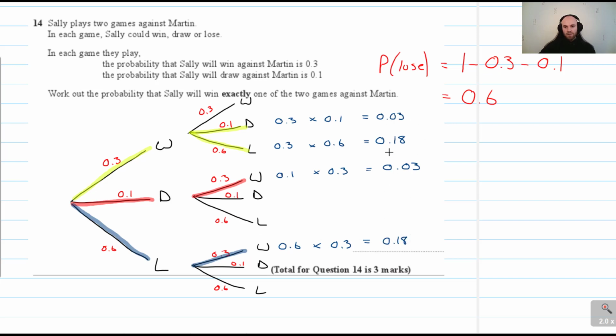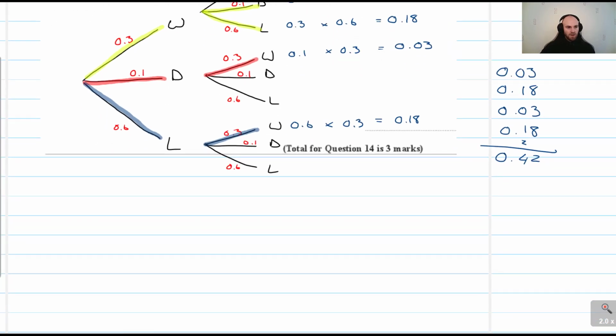So now we just need to add up these probabilities to give us the total probability of 1 win. So it's going to be 0.03, 0.18, 0.03, 0.18. So what is that going to give us? Well, 3 add 8 is 11, 14, 22, carry 2, 2 add 1 is going to be 4, put the point in, and that is going to give us a probability of 0.42.